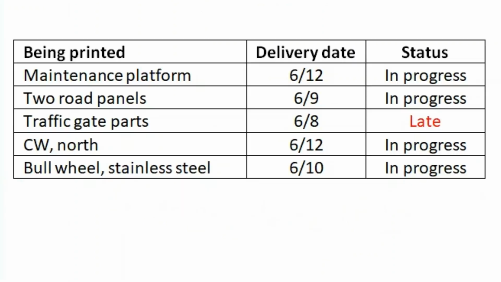Here's everything that's being printed right now. There are 2 additional road panels out there to be printed, and once I get them back I'll have 4 total. That means I'll need another 3 before I have a complete movable road section. These last 2, the counterweight and the bull wheel, are for the second system. I'll need a total of 3 additional printings before I have a complete second system, and then I can do a balancing of a completed road. That's a major milestone.